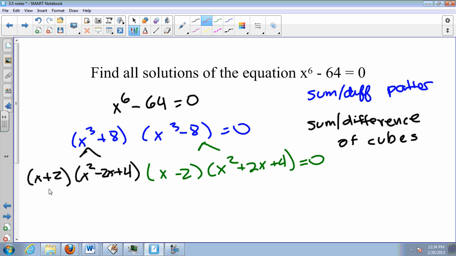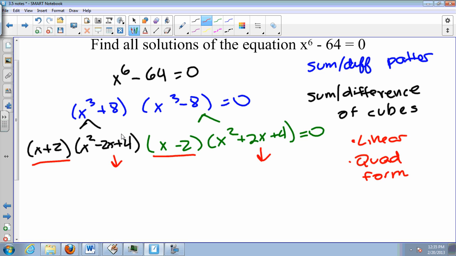So we already have two linear factors, x plus 2 and x minus 2. But the other two are quadratics, and these are unfactorable. So we have two linear, and we have two quadratics that are not factorable. So we need to use the quadratic formula for both.